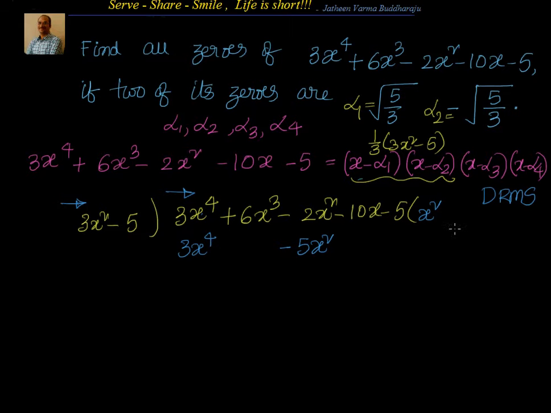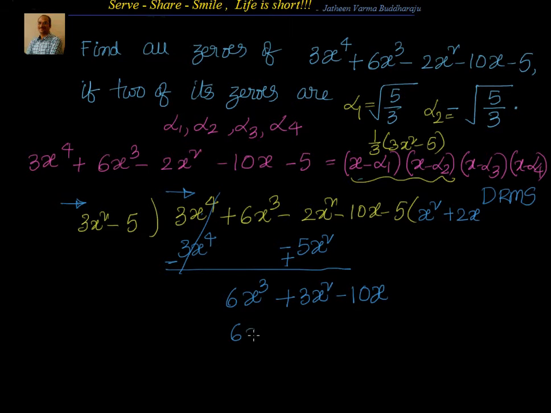We have done that. Now we have to subtract, DRMS. So I'll have minus there and I have plus here. 3x to the power of 4 cancels, and the next step will be 6x cube plus 3x square minus 10x. Now if you again go for the next step D, 6x cube by 3x square is plus 2x. I have kept it on right side. Now I have to multiply: 2x into 3x square is 6x cube. 2x into minus 5 is minus 10x.